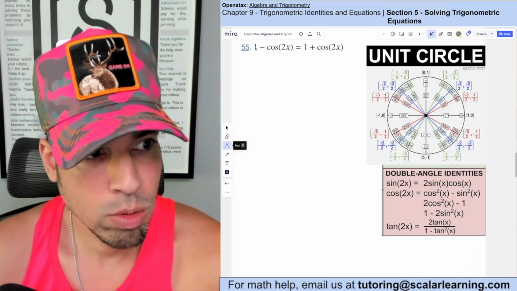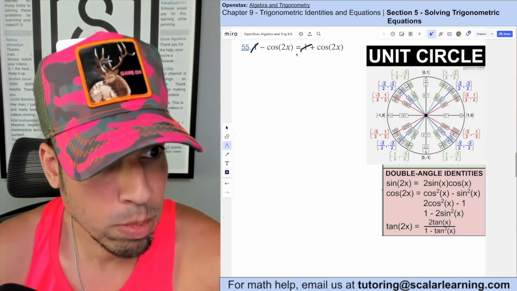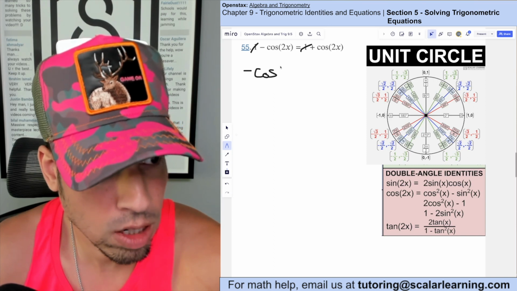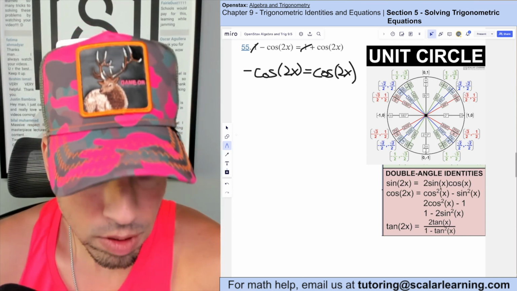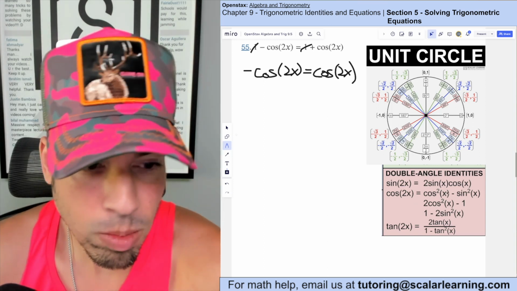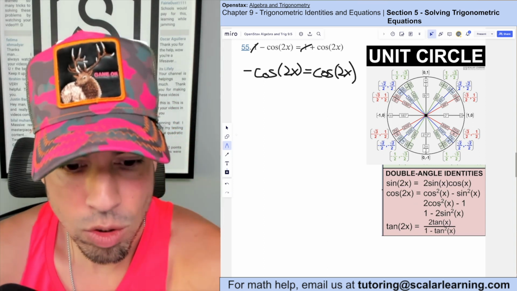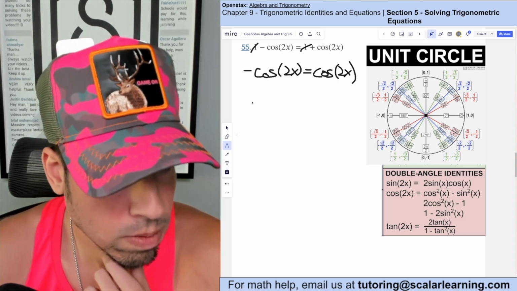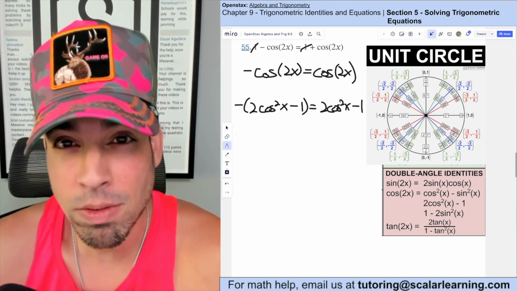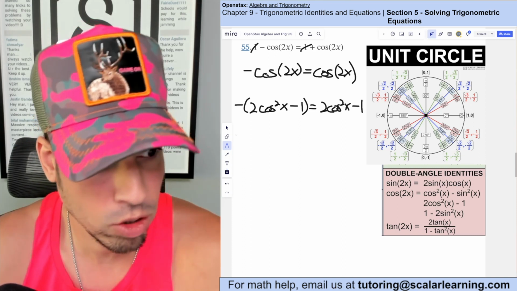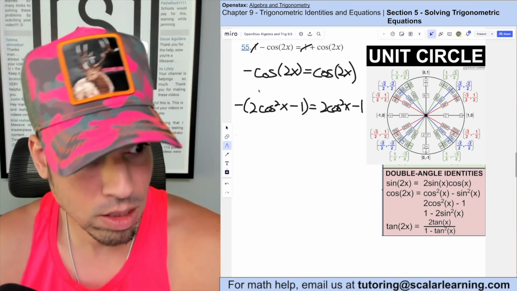Done. So for this one, I'm going to start by subtracting 1 from both sides. Now I have negative cosine of 2x equal to cosine of 2x. Now what I'm going to do to solve this is I'm actually going to use a double angle identity. And I'm going to use this one, 2 cosine squared x minus 1. So what I've done is I've replaced each of these with 2 cosine squared x minus 1. This is a bit of an arbitrary decision in terms of which one to use, but I'm going with this one. I think it's going to work out nicely.